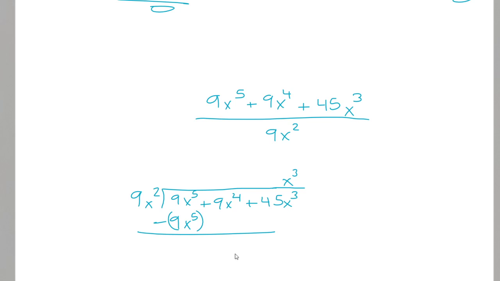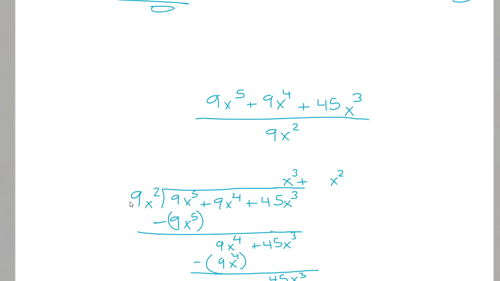These cancel. Bring down our next one: 9x to the fourth plus 45x cubed. So what do I need to multiply x squared by to get x to the fourth? It's going to be x squared. I'm going to give myself some space. Again, you're going to see in a second we don't need to give that much space. What do we need to multiply 9 by to become 9? Just 1. So that would be a 1 there. 1 times 9, 9. x squared times x squared, x to the fourth. Subtract. And that would cancel. So then we're left with 45x cubed.